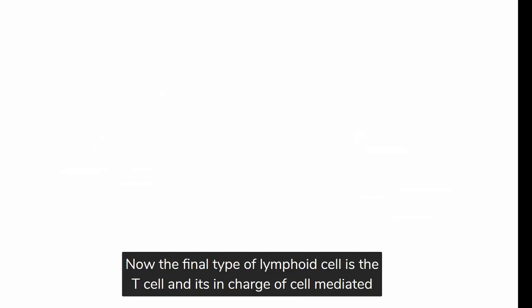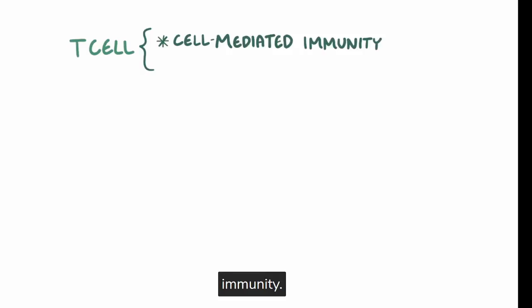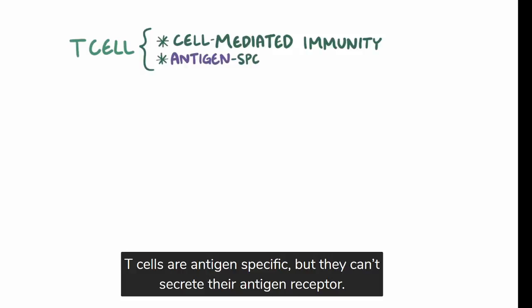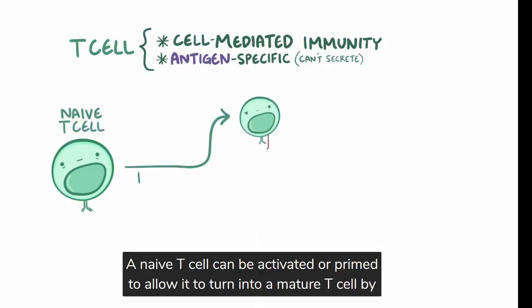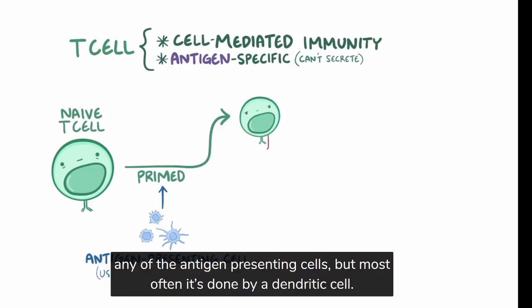Now, the final type of lymphoid cell is the T cell, and it's in charge of cell-mediated immunity. T cells are antigen-specific, but they cannot secrete their antigen receptor. A naive T cell can be activated or primed to allow it to turn into a mature T cell by any of the antigen-presenting cells, but most often it's done by a dendritic cell.